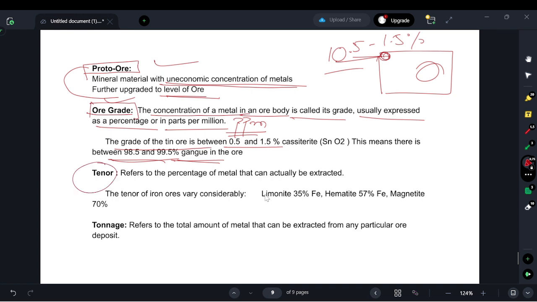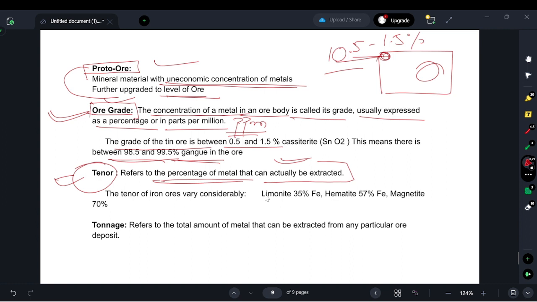Now what is a tenor? It refers to the percentage of metal that can actually be extracted. What does it mean by actually extracted? It means that not the whole ore grade can be extracted. There should be some limit to the extraction, and that is called the tenor. It refers to the percentage of metal which can actually be extracted.